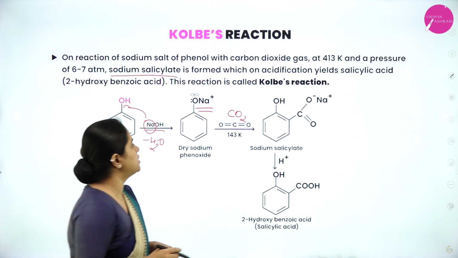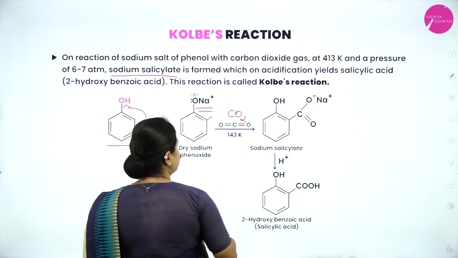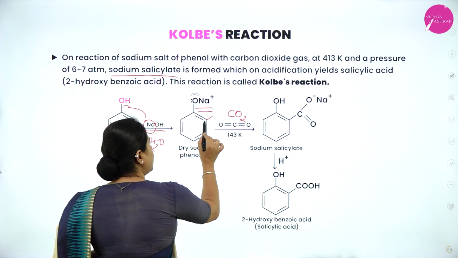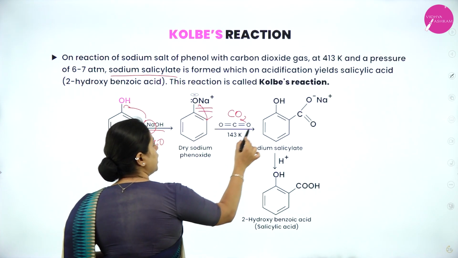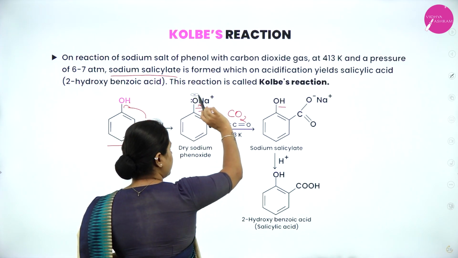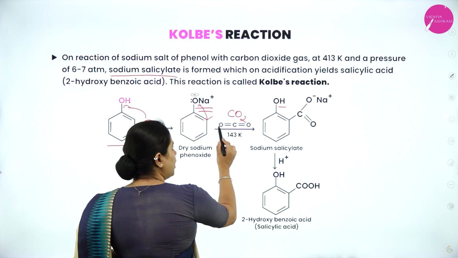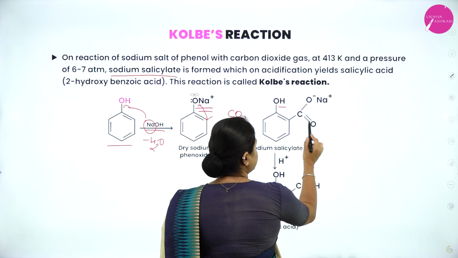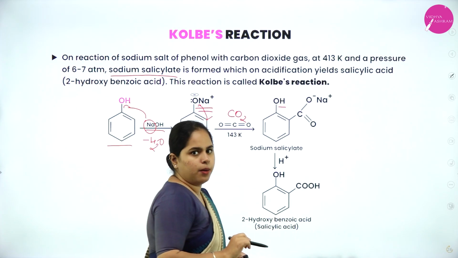So now what happens? In this position, that is your ortho position, one hydrogen atom was already there, right? So that hydrogen atom is going to be shifted here and it forms OH here. Now what happens? The Na plus will be shifted to the ortho position and the CO2 will also be added to the ortho position. So this is your CO2 and Na plus which is present here.